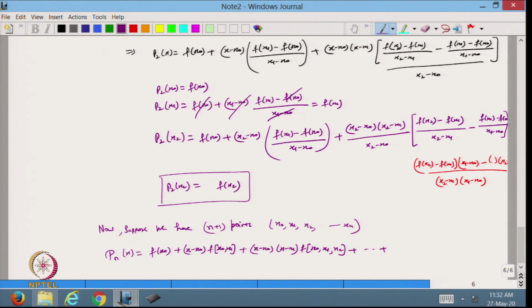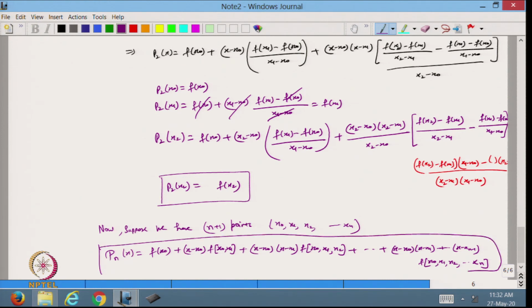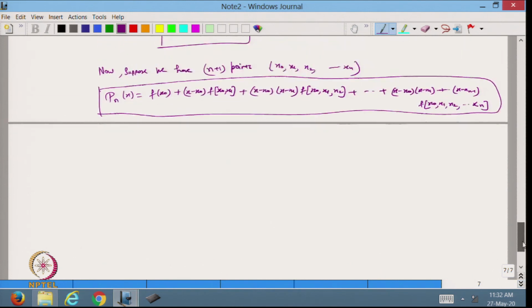and so on, and in the end I will get x minus x naught, x minus x1 up to x minus x n minus 1, and this is the nth divided difference. So, that is the nth degree interpolating polynomial using the divided difference formula.